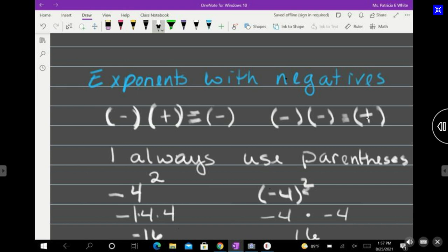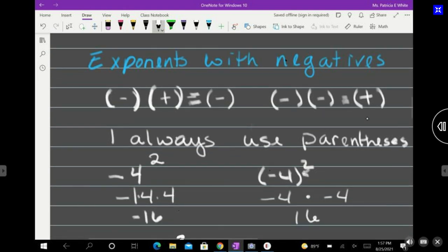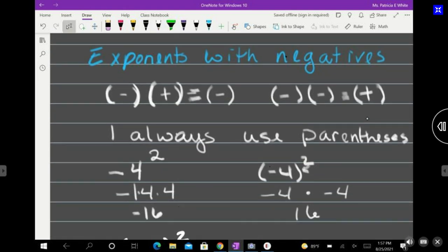Alright, remember when I said that it can only apply to what it can touch? So if I don't have parentheses, that means I have 1 negative and 2 4s. If I want the same number of negatives, I always have to use parentheses. Always.